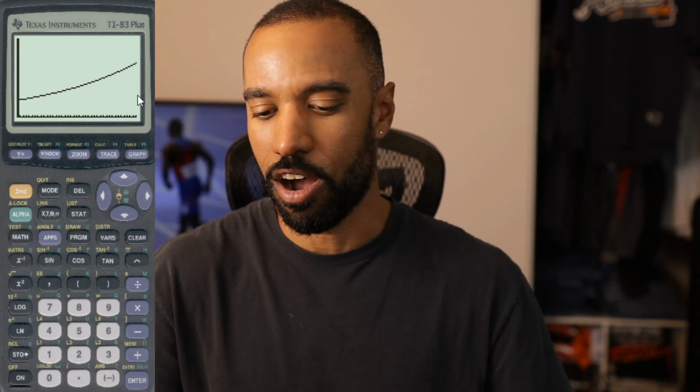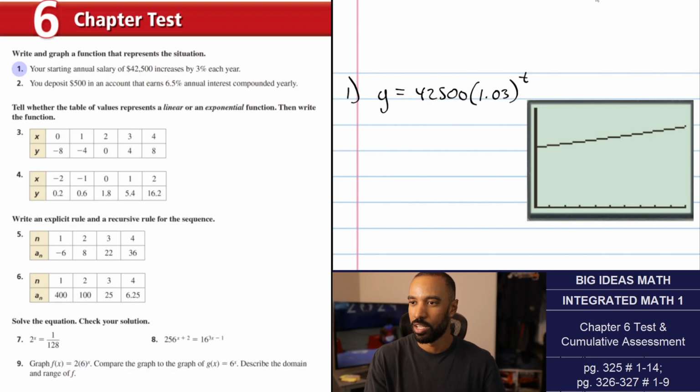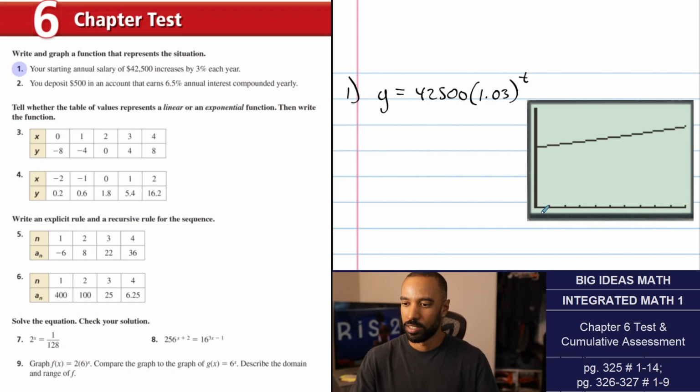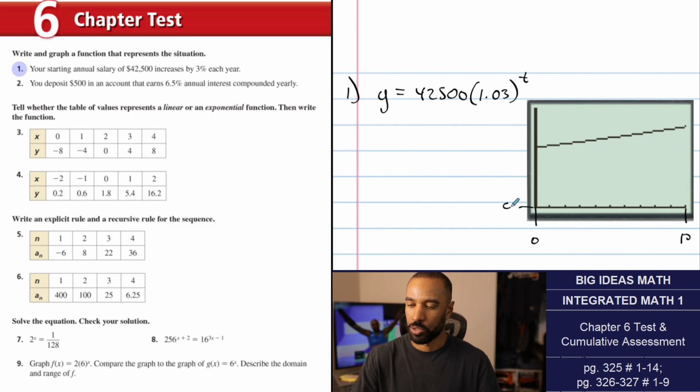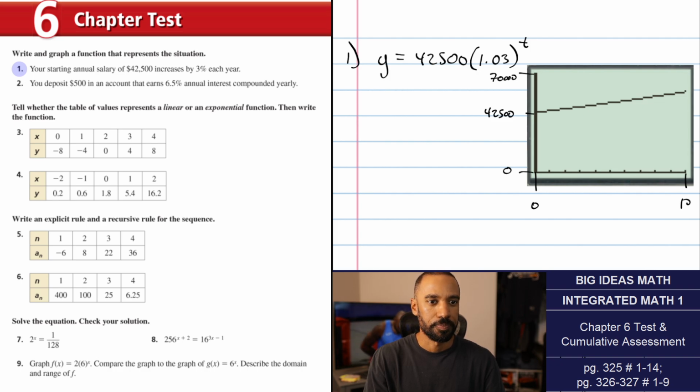So there is a curve involved, but that's a little too much to be looking at as far as the graph goes. Let's look at just the first 10 years. This was from 0 to 10, and then this was from 0 to, I can't remember now, 70,000, I think. So there's the idea of the graph. This is 42,500 right there. There's the graph. Okay, number 2.